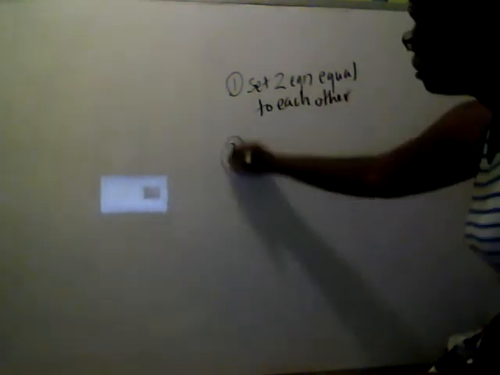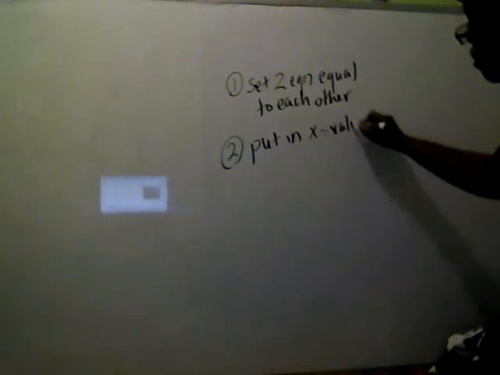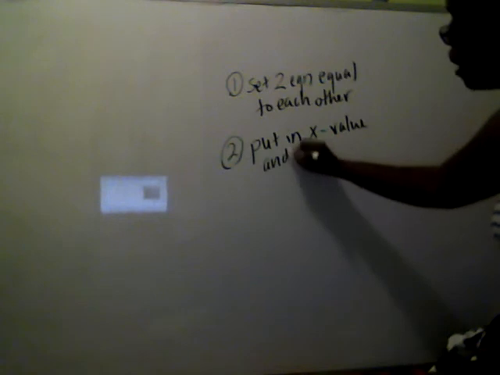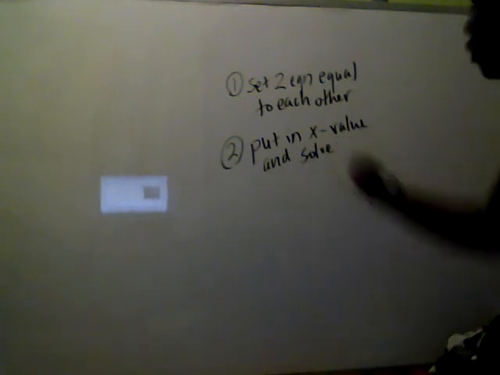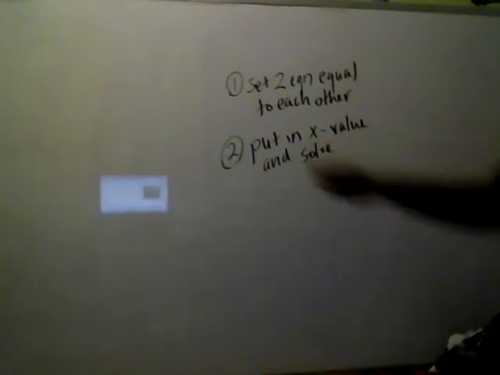And then the second thing we do is we put in the x value and solve. Now, when we say the x value, they will tell you. If you notice on the right side of each of those problems, it tells you they want you to make it continuous at x equals 3 or x equals 2. They'll tell you the x value, and that's just what you put in for x in the equation.